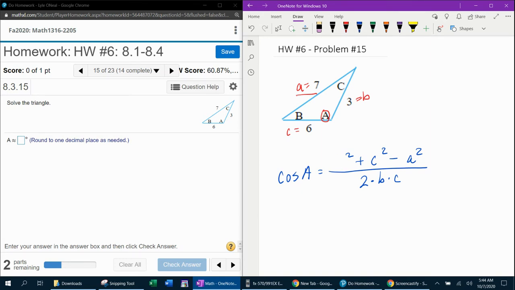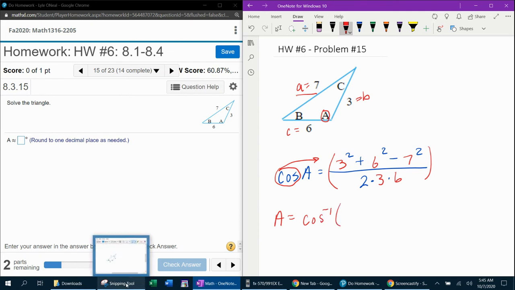So B is 3, C is 6, A is 7. 2 times B times C, 2 times 3 times 6. And then we can put all of this in the calculator all at one time, bringing the cosine over to find angle A. That's going to be the inverse cosine of whatever we get from the calculator.